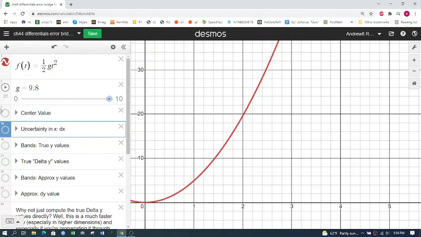In this video, we're looking at error propagation or error analysis for the bridge problem, where we dropped a stone off a bridge and timed how long it took to hit the water below. So we've got our function here that physics tells us that the distance is 1/2 times g, the acceleration of gravity, times the time it takes for the stone to fall, squared. We've got g set to 9.8 for Earth, and then we've got that curve there.